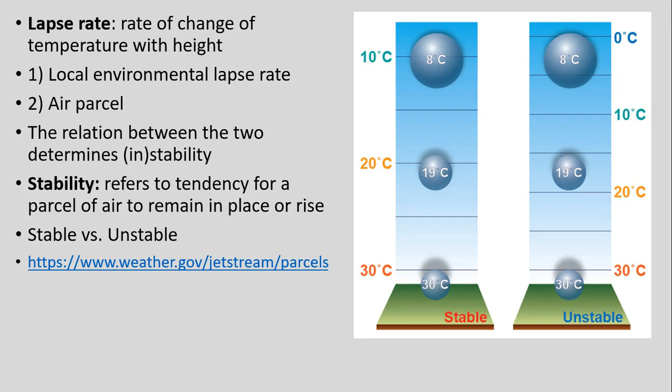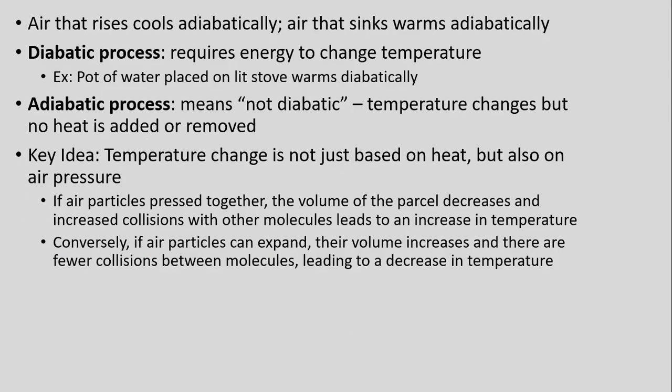And what that means is that it's referring to the tendency for that parcel of air to remain in place or for it to rise. The short of it is that a stable air mass is likely to remain in place, whereas an unstable air mass is likely to continue rising within the atmosphere. We'll come back to that in a minute, but as we've already talked about a little bit, air that is rising is cooling as we go up and up in the atmosphere, so it's cooling adiabatically, and air that is sinking back to the surface, going the opposite direction, is warming adiabatically.